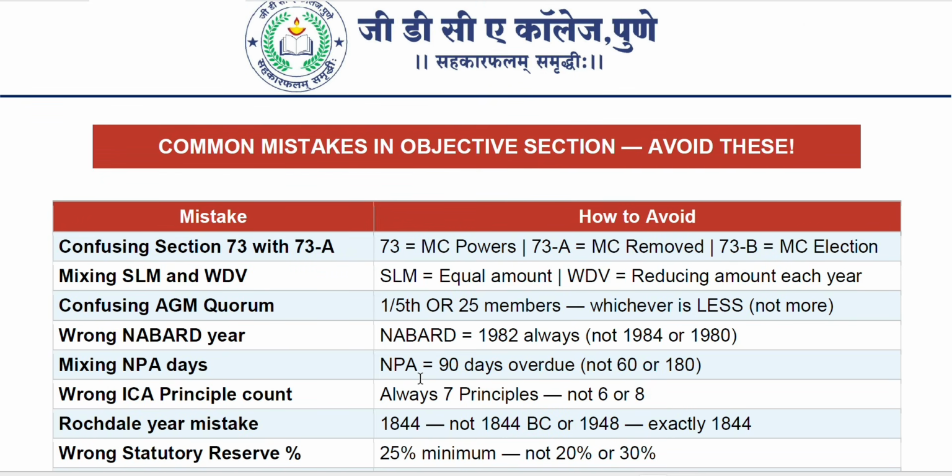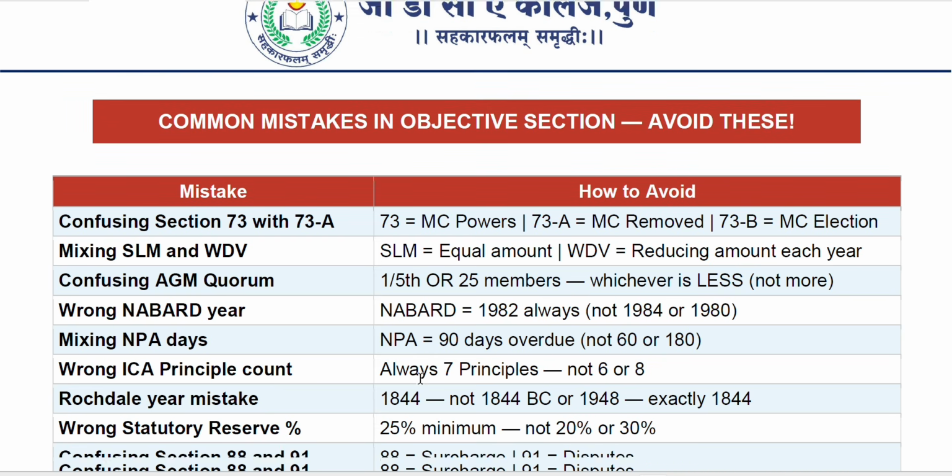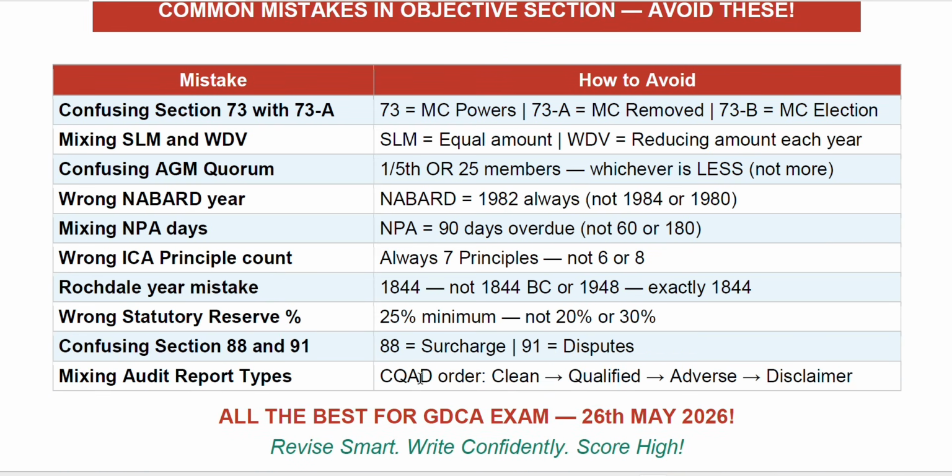So, what are the common mistakes in objective sections you should avoid? Mistakes and what you should avoid, actually. So, last section. Confusion between section 73 and 73A. 73 is MC powers, 73A is MC removal, 73B is MC election.